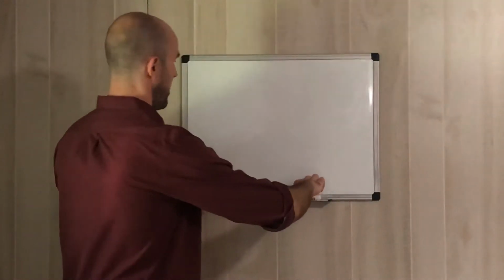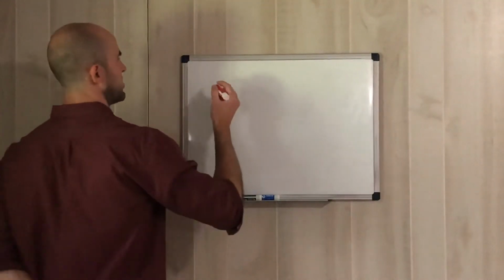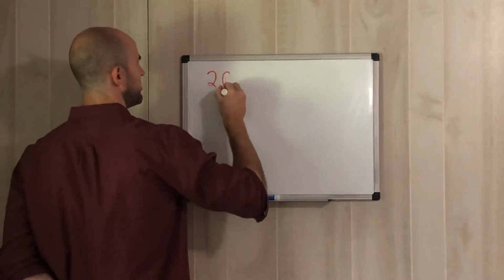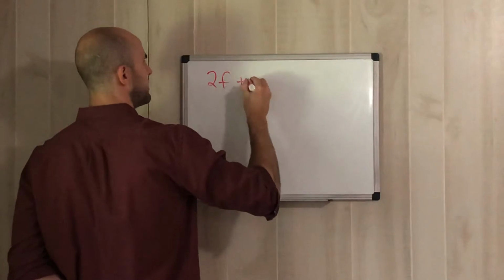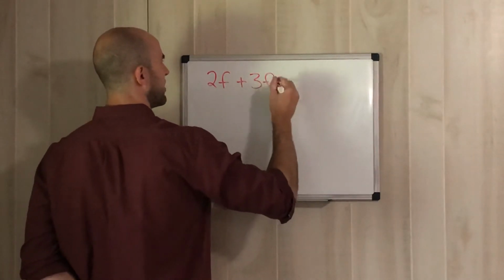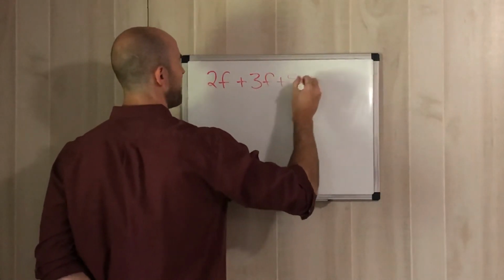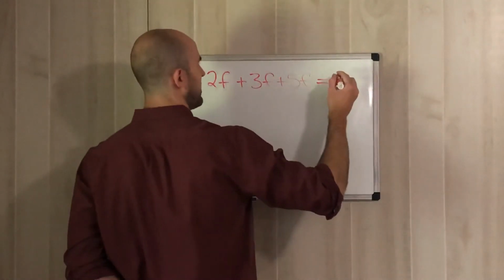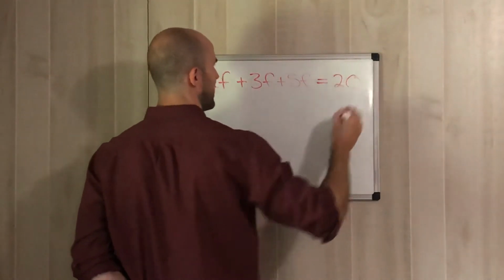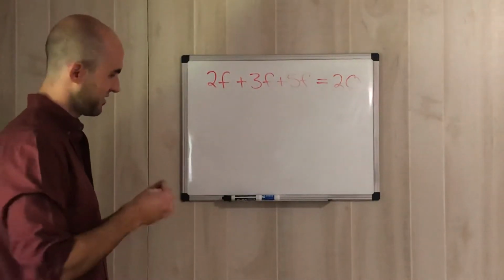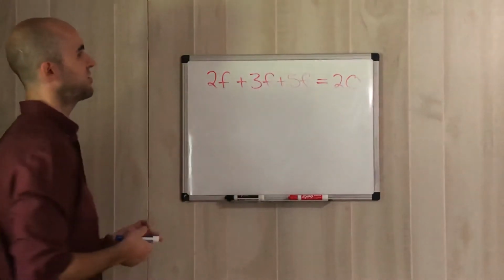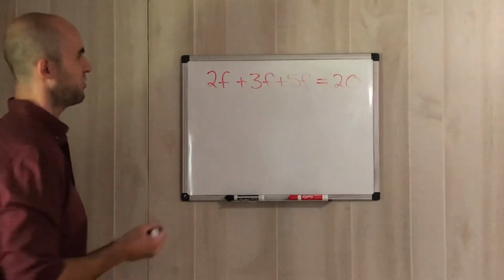Always. Now, let's get to this one. So let's say that we were to have this. We have 2f, right, plus 3f plus 5f equals, let's do 20. Let me use a different marker just because this one's clearly dying out. So we have 2f + 3f + 5f = 20.